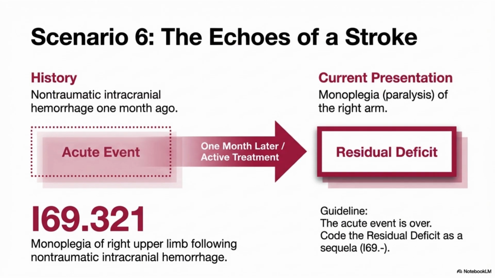In this scenario, the patient had a non-traumatic intracranial hemorrhage 1 month ago. Now they present with monoplegia of the right arm. The acute event is over. What we're seeing now is a residual deficit, a sequela. So we assign I69.321, monoplegia of the right upper limb following non-traumatic intracranial hemorrhage. This code tells the story. The stroke happened, it's resolved, and the patient is now dealing with the long-term effects.